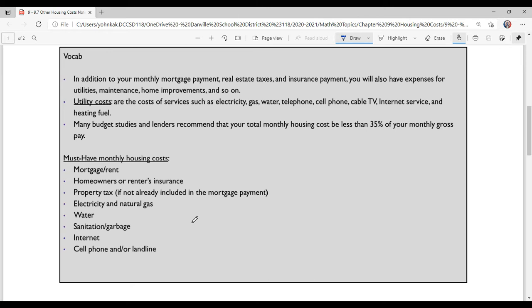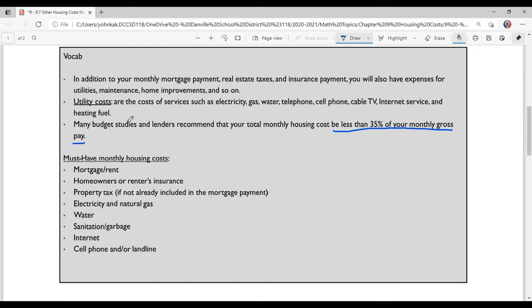Now, many budget studies and lenders, like banks, recommend that your total monthly housing cost be less than 35% of your monthly gross pay. So, if you know what your monthly gross pay is, then we can take 35% of that, and that's going to tell us what we should be spending on our monthly housing.